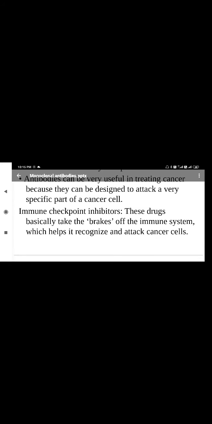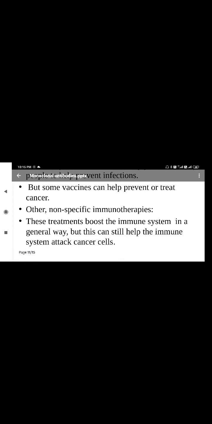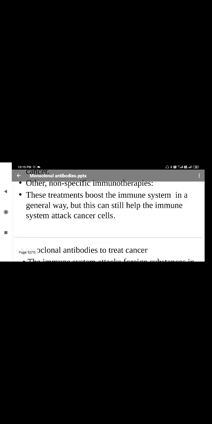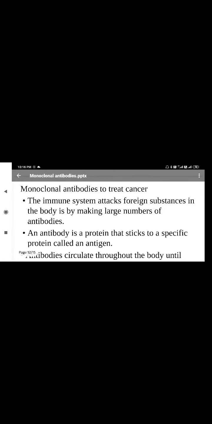Immune checkpoint inhibitors. These drugs basically take the brakes off the immune system, which helps it recognize and attack the cancer cells. Coming to cancer vaccines. Vaccines are substances put into the body to start an immune response against certain diseases. We usually think of them as being given to healthy people to help prevent infection. But some vaccines can help to prevent or to treat cancer. These treatments boost the immune system in a general way, but this can still help the immune system attack the cancer cells. These antibodies are used to treat cancer.